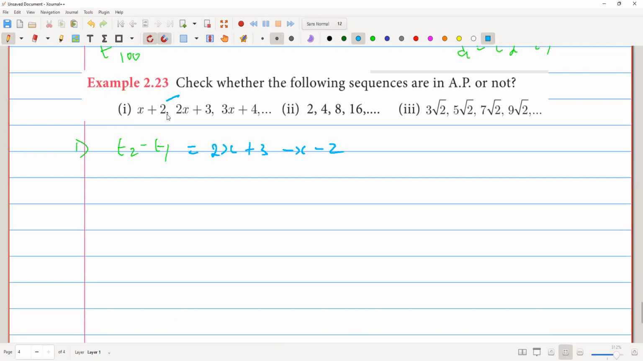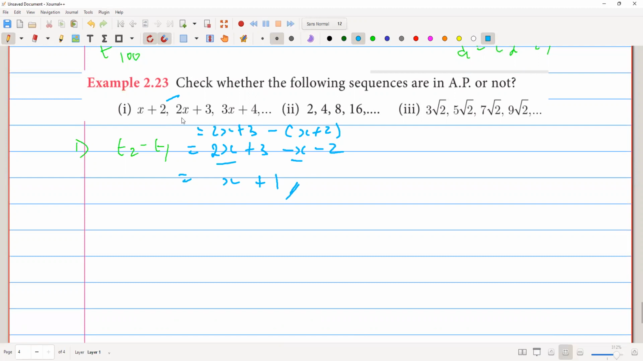They will leave this 2, minus of x plus 2, that is okay. This one is 2x plus 3 minus of x plus 2 totally. So I have to multiply the minus inside. So 2x minus x is x, 3 minus 2 is plus 1.